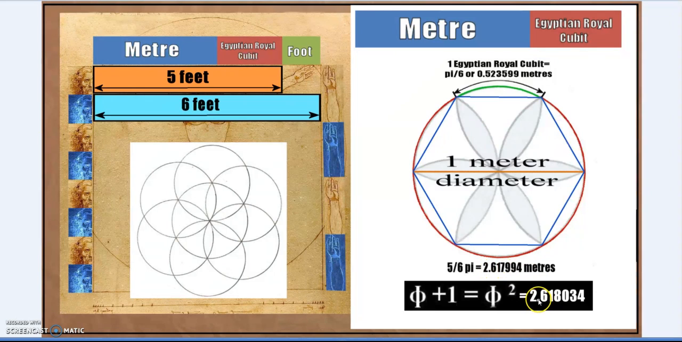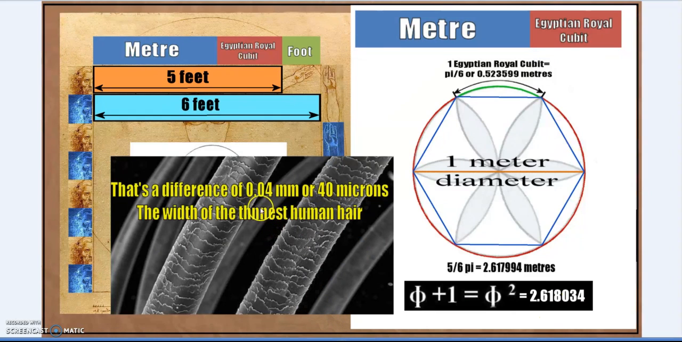2.617994 meters. Phi plus 1, or phi squared, equals 2.618034. That's a difference of 0.04 millimeters, or 40 microns. There's a typo there. The width of the thinnest human hair is the difference between phi squared meters and 5 over 6 times pi meters. So 5 over 6, that's 1, and then we have 5, or 6 and 5.